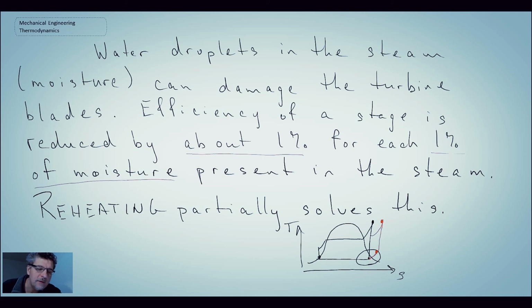So that's pretty much it for the turbine. The last component that we will look at in the cycle is that of the condenser, which we'll cover next.